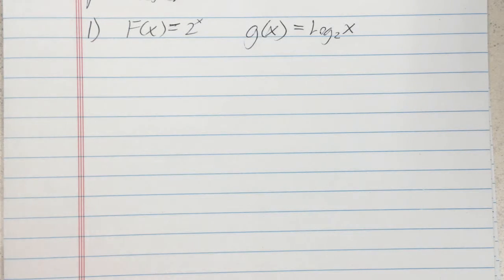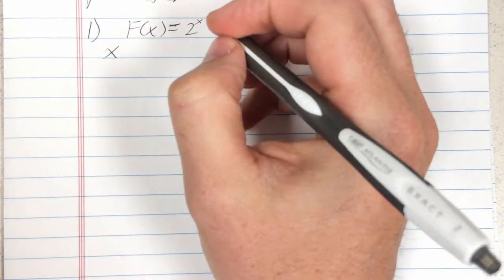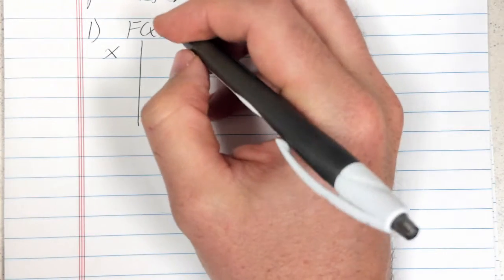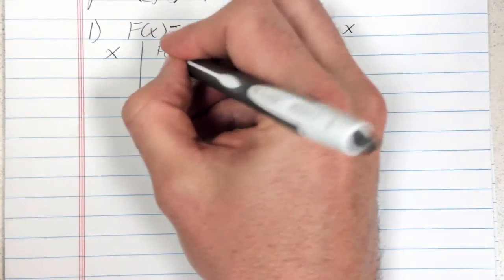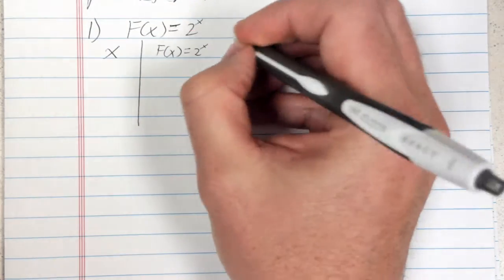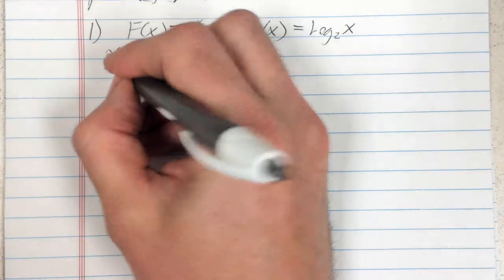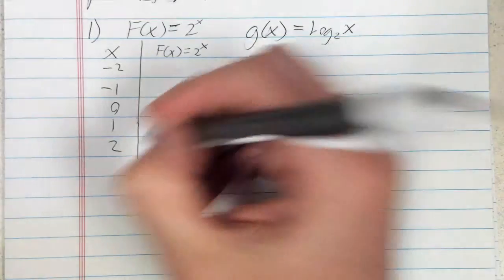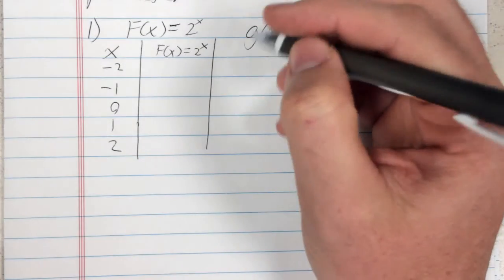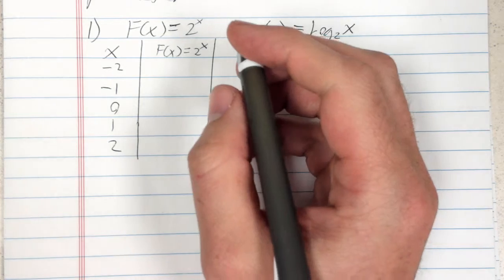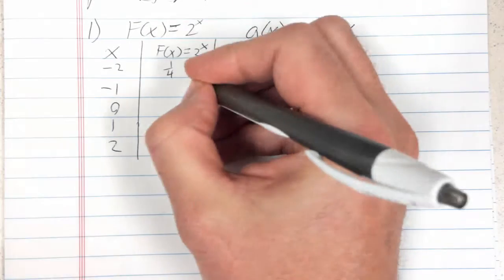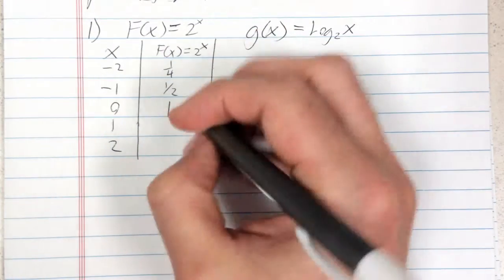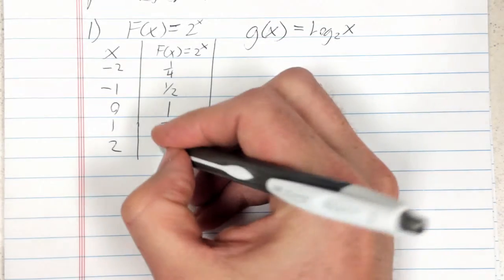And so we're just looking at what happens. So we've got x and basically y, but it's labeling it as f of x is equal to 2 to the x. And it's got -2, -1, 0, 1, and 2. And 2 to the -2 is a fourth, 2 to the -1 is a half, 2 to the 0 is 1, 2 to the first is 2, 2 to the second is 4.